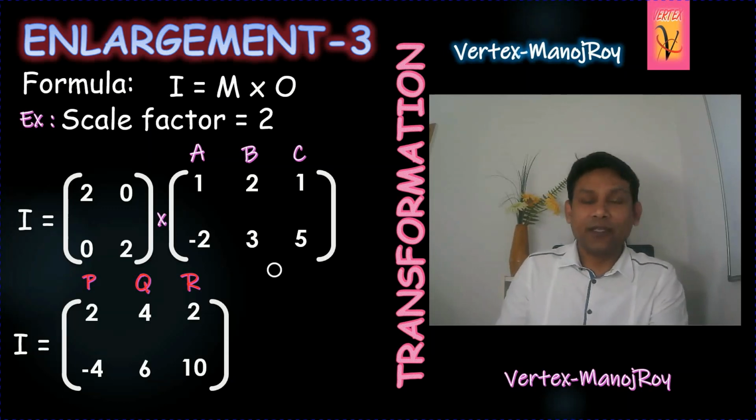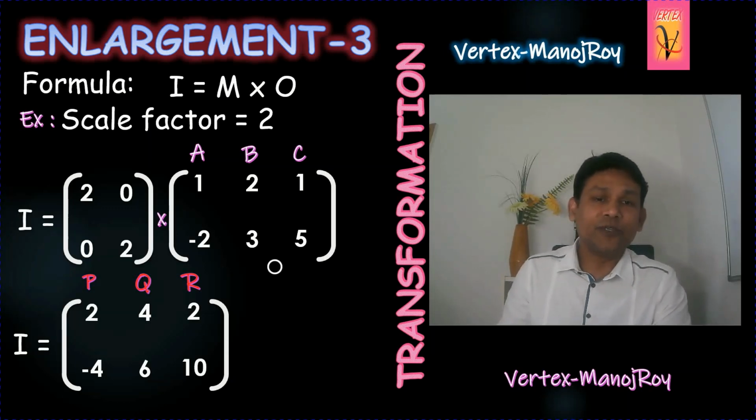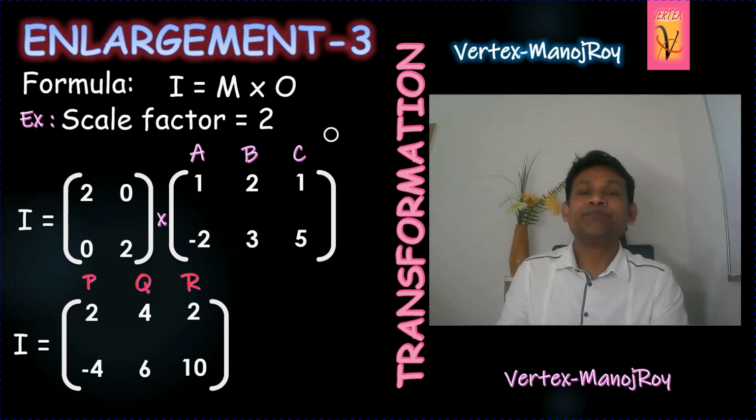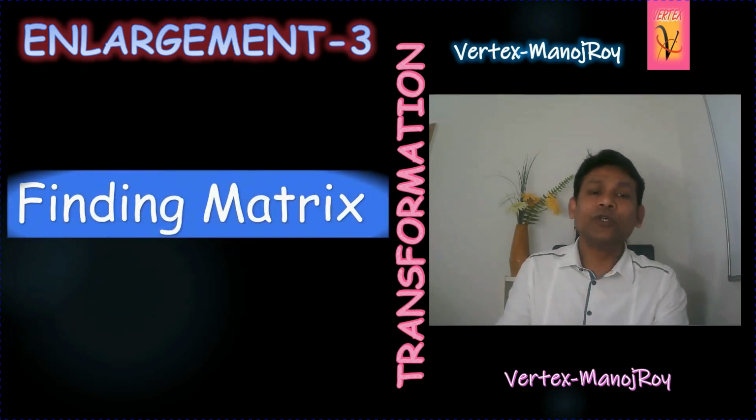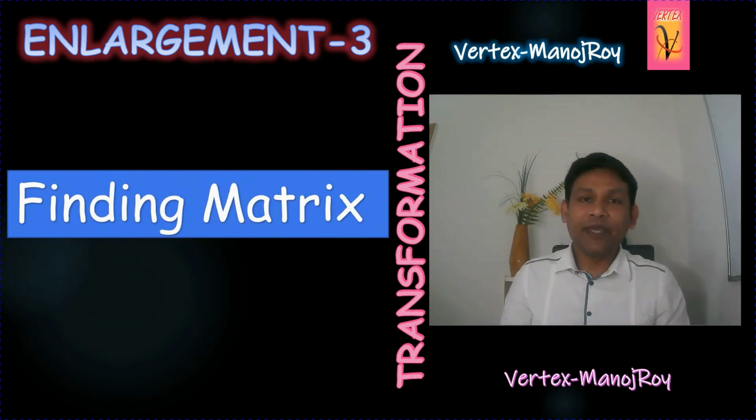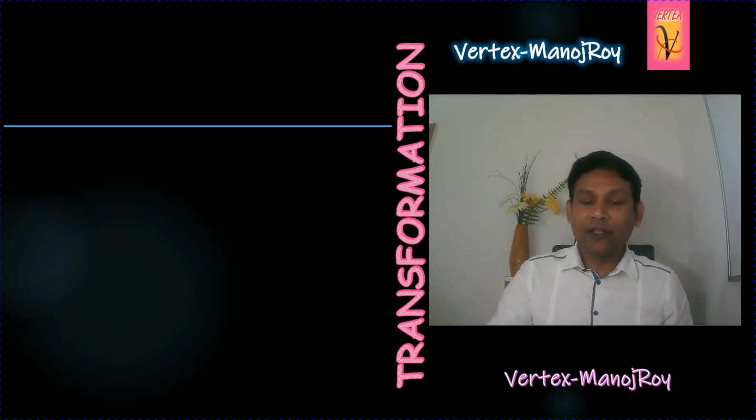Whatever the transformation, when we have matrix transformation you have to use this formula. Now what I'm doing next is how we can decide what type of scale factor we have in the exam. When the object and image are both given, the exam requires you to write the matrix of this transformation. So how can we find the matrix when the object and image are both given? I have divided it into 4 cases.